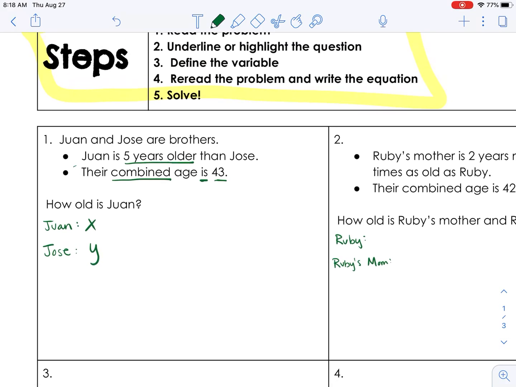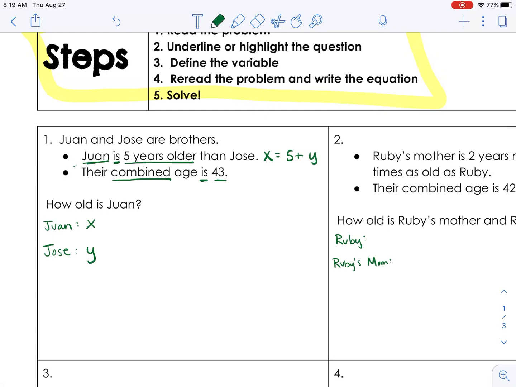So once we've found that important information, we're going to define our variables. So that just means we're going to assign a letter to each person. Since Juan and Jose both start with J, I'm going to use X and Y. And now we need to write our equation. So it says Juan is 5 years older than Jose. Well, we are representing Juan with the letter X. So we're going to write Juan X is, meaning equal to, 5 years older than Jose. So that's going to be 5 plus Jose, our man Jose, who's Y.